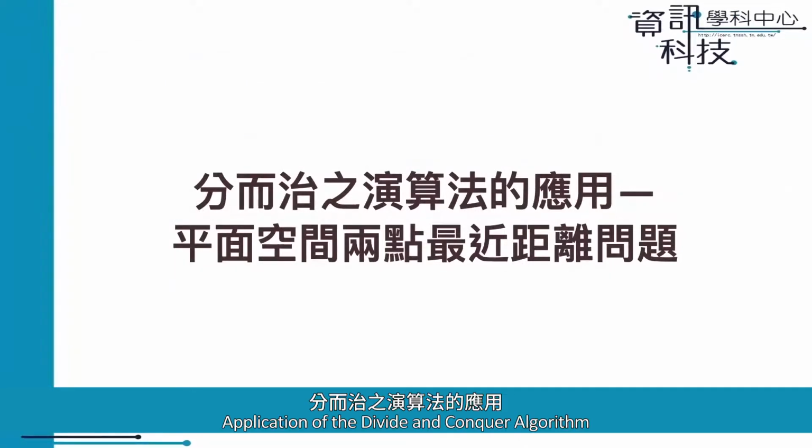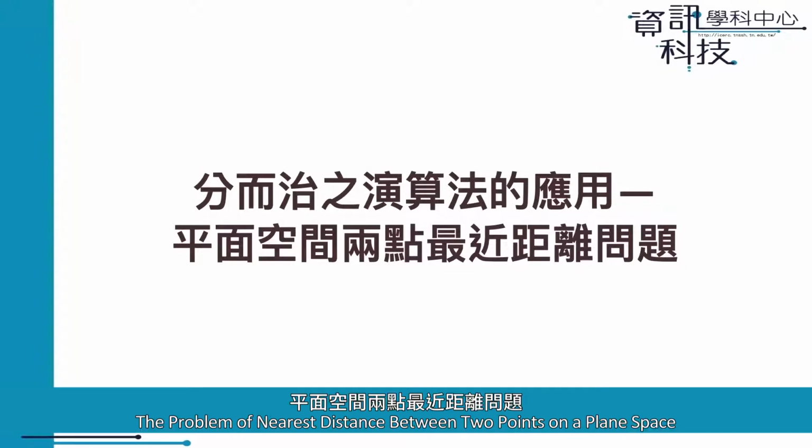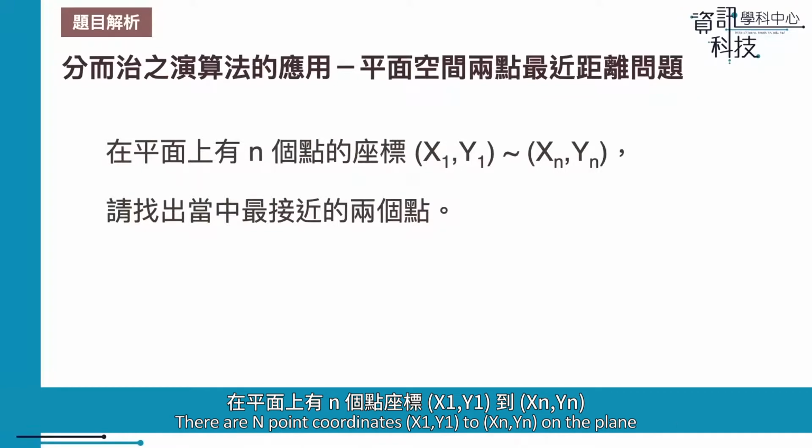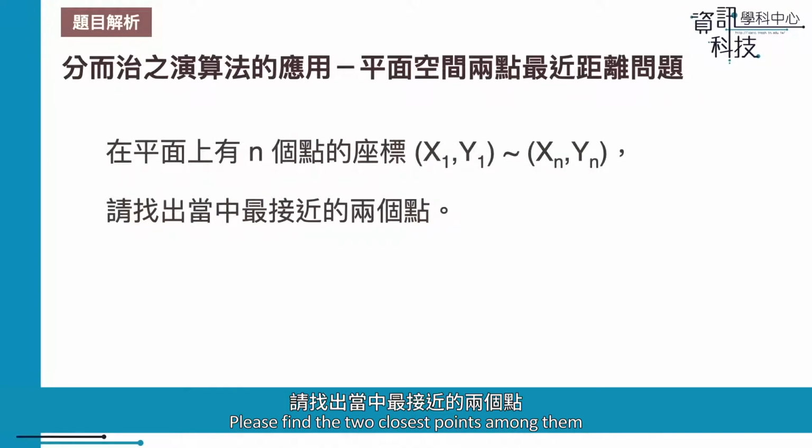Application of the divide and conquer algorithm: the problem of nearest distance between 2 points in a plane space. This application is to calculate the closest distance between 2 points on the plane. There are endpoint coordinates x1, y1 to xn, yn on the plane. Please find the 2 closest points among them.